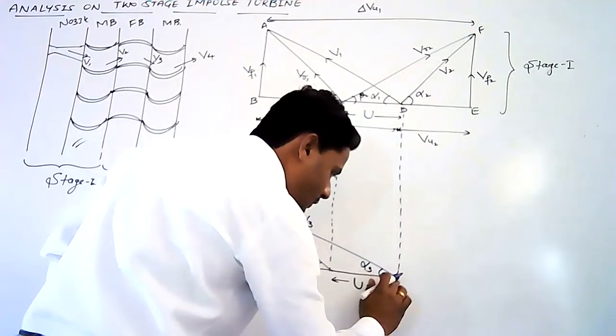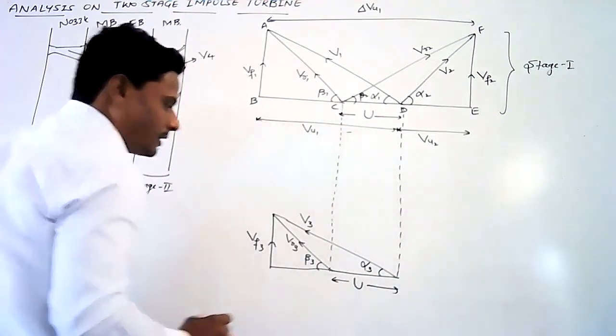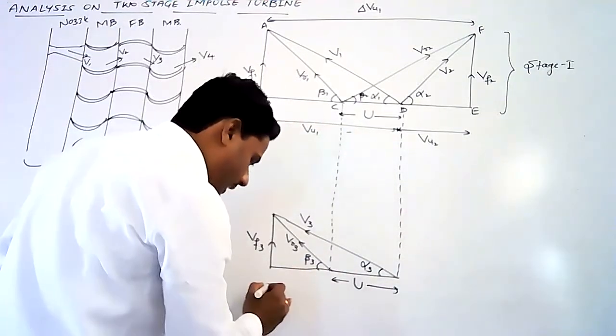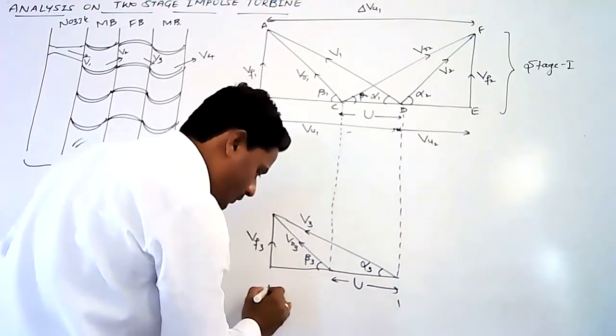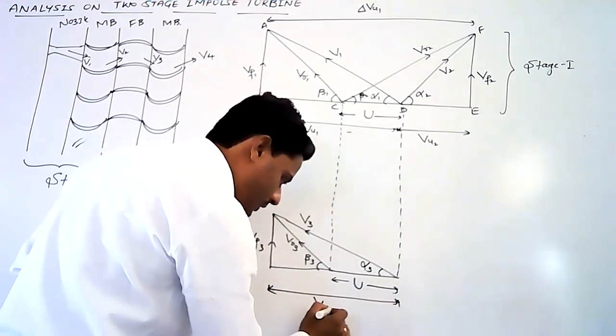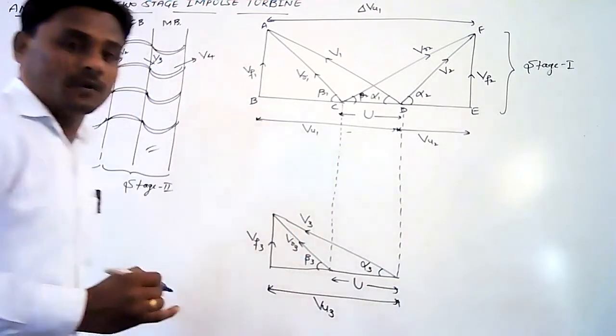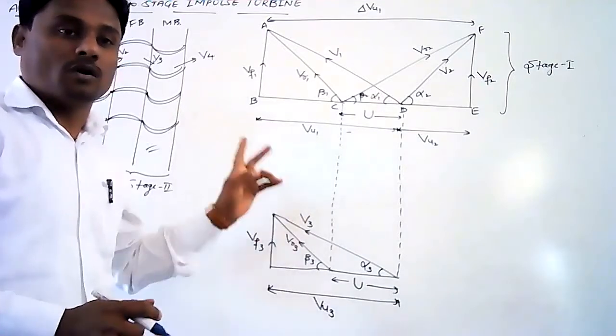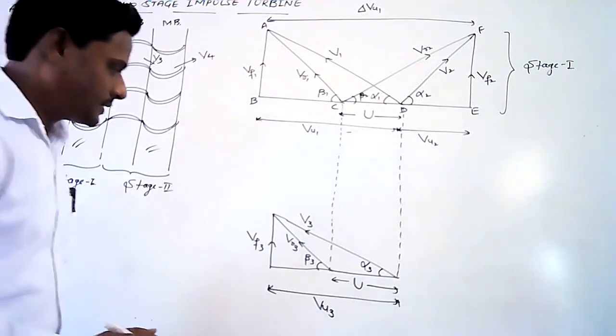The common base U as it is. Now here, its horizontal component is VU3, the tangential velocity component at the inlet for the second set of moving blades.